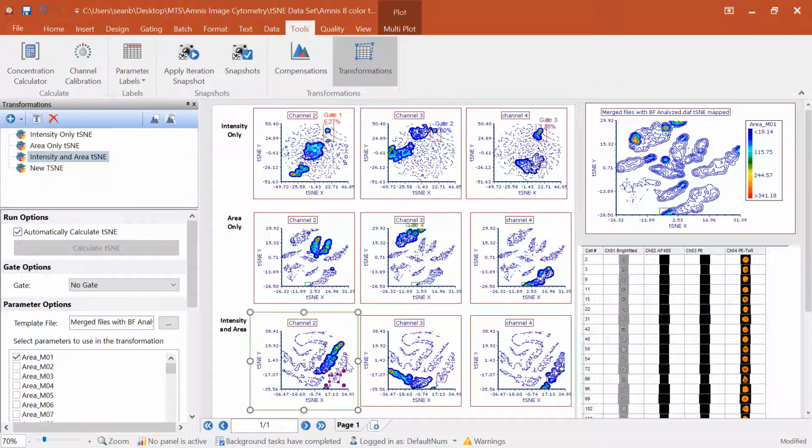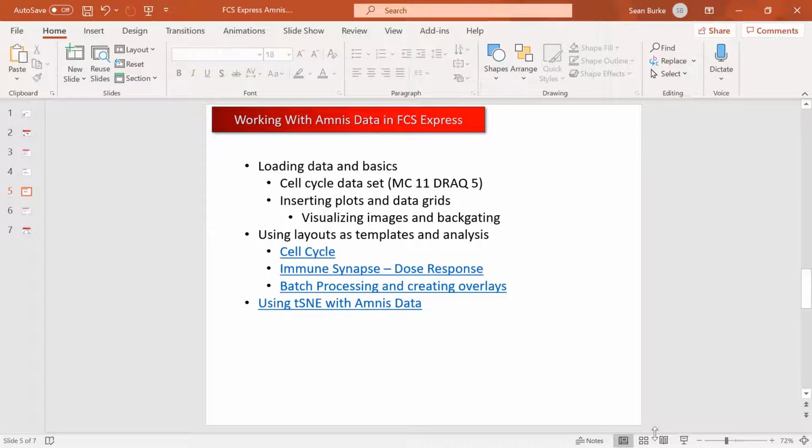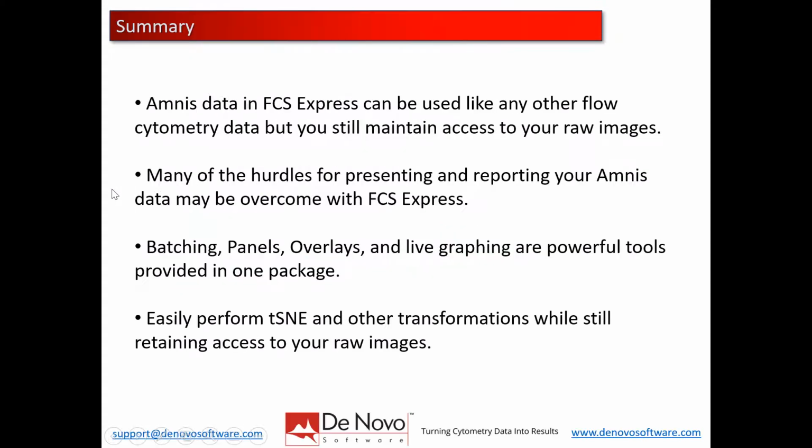So again, you can work with these tools with Amnis data. You can get the direct linking back to the images. So really any of the clustering, any of the TISNI, VISNI, SPADE analysis you might be doing with flow cytometry data, it's directly applicable for working with Amnis data files in FCS Express. And again, you get that direct linking to the images, which is one of the most important things I think about this. So with that, I'm going to summarize a little bit about what we've learned today on the webinar.